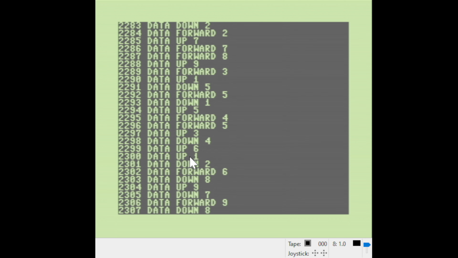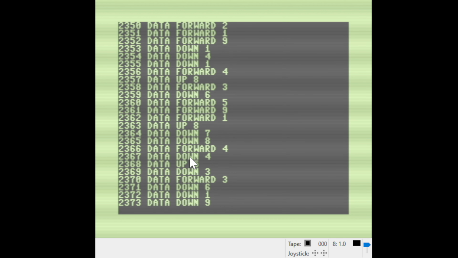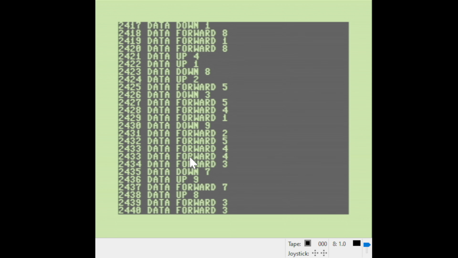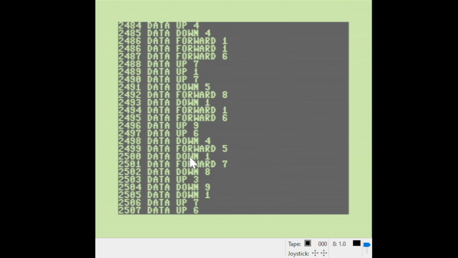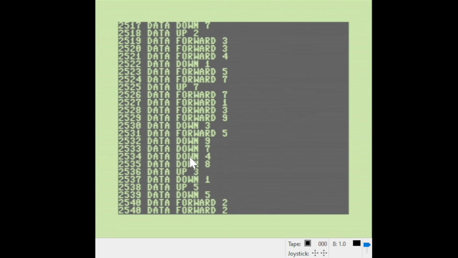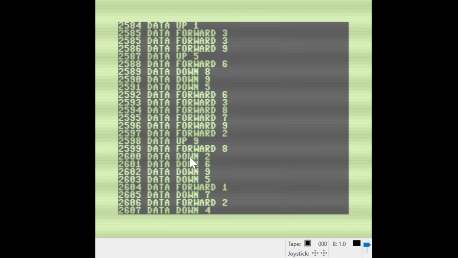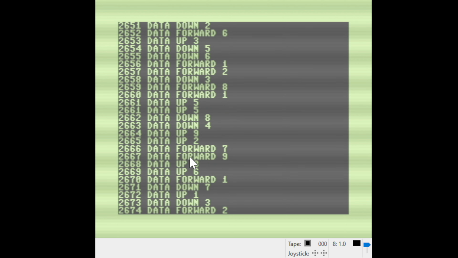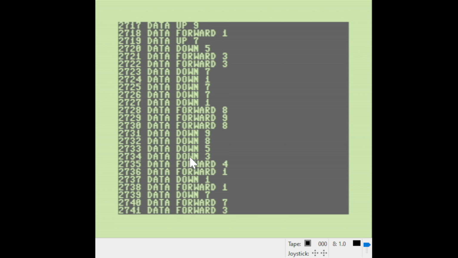So I converted this from the input file and then appended the data and the numbers and then pasted this in warp mode in the VICE emulator. It's one DATA line for every single input line, and then I added the line numbers starting at, I think, 2000.